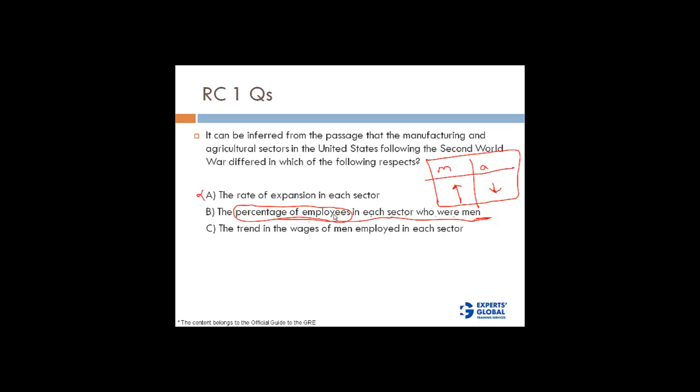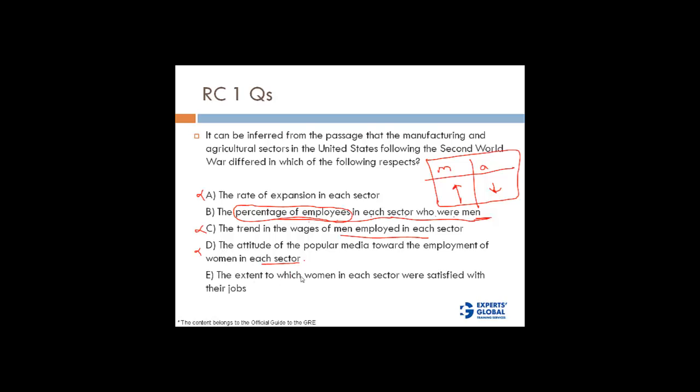Okay, the trend in wages of men employed in each sector. We are not talking about wages at all, so that is not correct. The attitude of popular media towards the employment of women in each sector. Now, popular media wanted women to come back home and not work, but they are not saying don't work in manufacturing, don't work in agriculture. So the media is not differentiating between the manufacturing sector and the farm agriculture sector. So this answer is not correct, because the question is asking specifically for a comparison between the manufacturing sector and the agriculture sector.